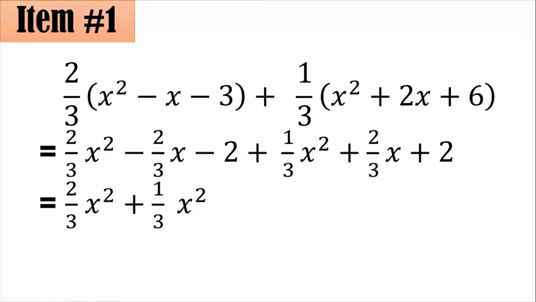So we are left with 2/3 x squared plus 1/3 x squared. They are like terms, and so we will just add 2/3 plus 1/3, that's 3/3 or 1, multiplied by x squared, so that gives you x squared. Letter A.